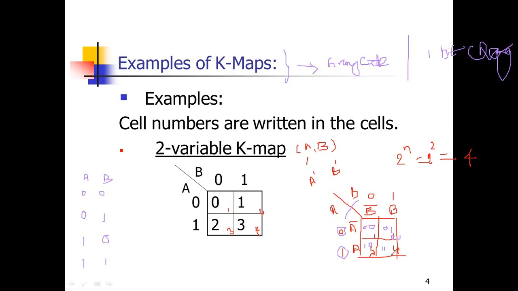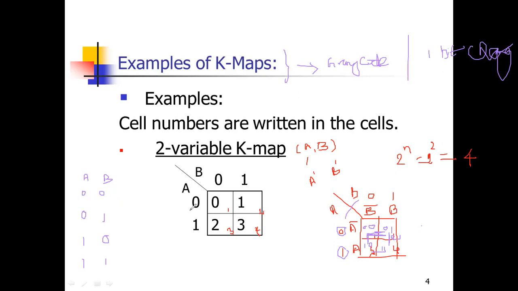Between these two, what is the change? Then between these adjacent cells, 0 changes to 1, 0 as 0. 0 changes to 1, 1 as 1, 1 as 1, 0 is changed to 1. So between any two adjacent cells, it allows only one change. That is the one bit changing code.